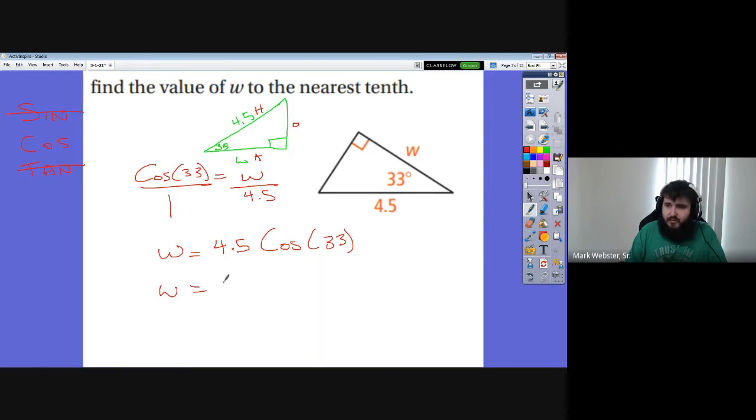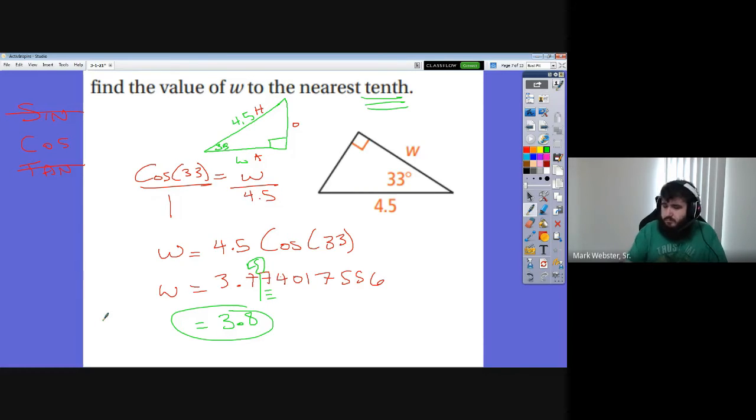So what is that? Let's do 3.7740175556. And they want it rounded to the nearest one decimal place, the nearest tenth. So we look, that's a 7. Well, that's bigger than 5, so we're going to round this 3.7 up to 3.8. Okay? Alrighty.